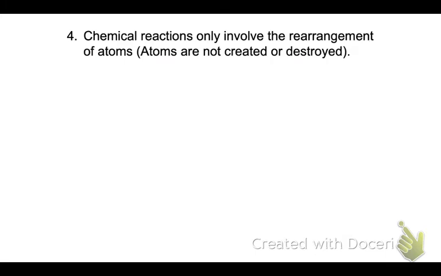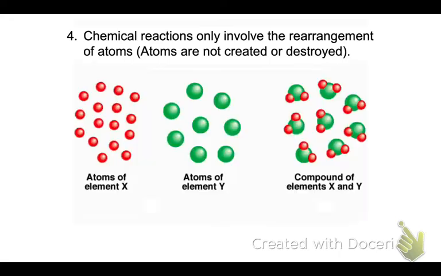Chemical reactions only involve the rearrangement of atoms. Atoms are not created or destroyed. Let's look at this together. If this is the element X that is made of the red atom, and there is element Y, which is made of the green atoms, now they react with each other to give me a new molecule, and that molecule is still made of the red atoms and the green atoms.